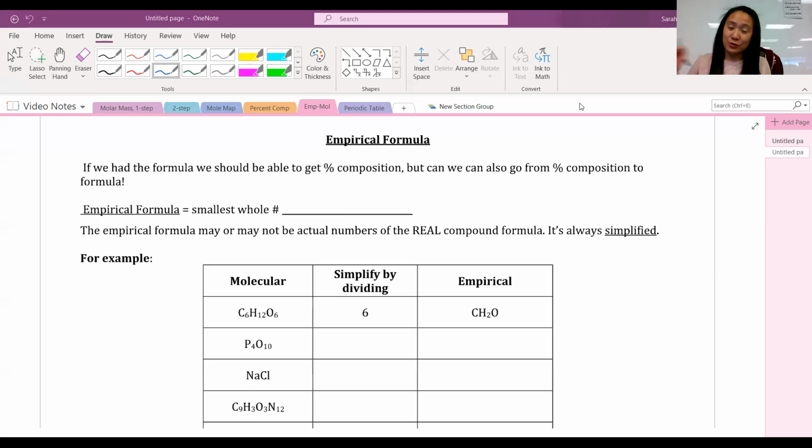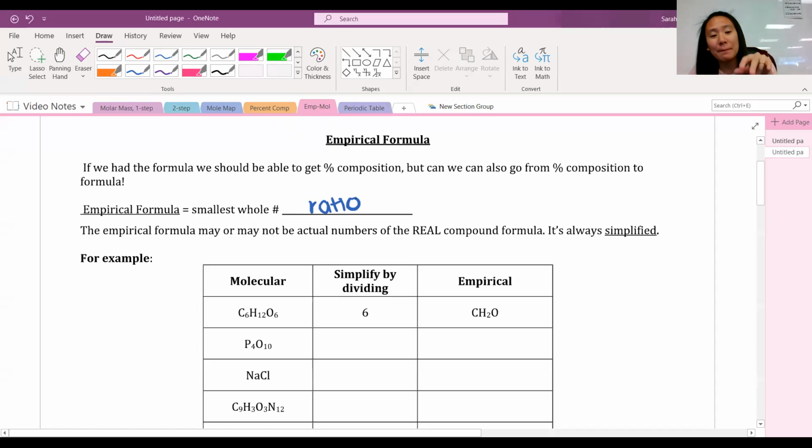All right, let's talk about a new vocabulary word called the empirical formula. Empirical formula is the smallest whole number ratio that you can have in a compound. So empirical formulas may or may not be the actual numbers of the real compound formula, but no matter what, we simplify it. So for empirical formula, the key word here is simplify.